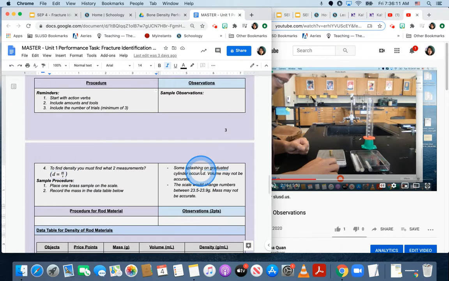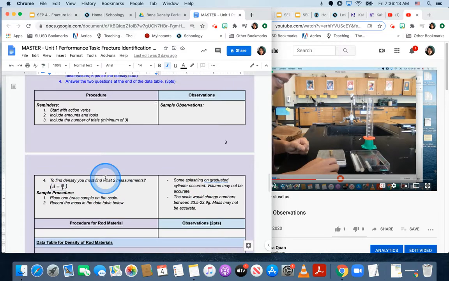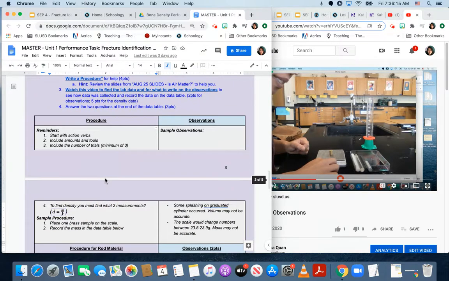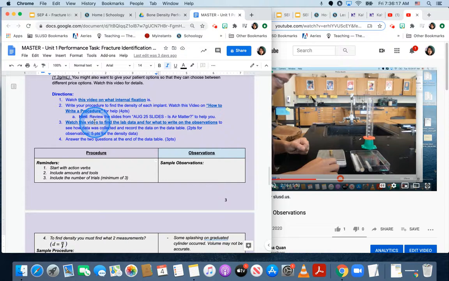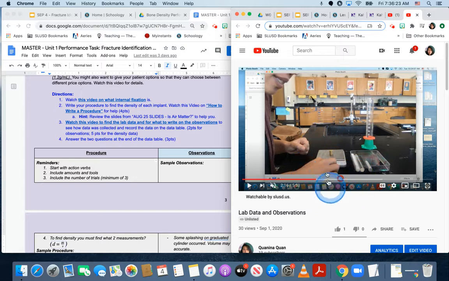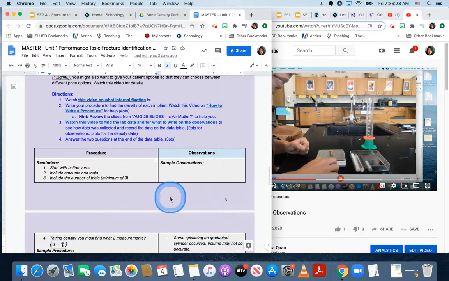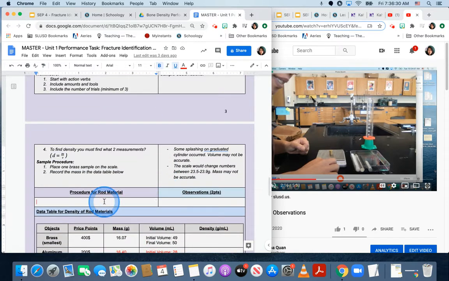So something that will help you out if you're struggling with figuring out how to write the procedure is watching the video play-by-play in step 3. Because about 2 minutes into this video, I start doing the actual procedure, right? So if you're struggling, I would highly recommend you just write down the steps that I do. So I'm going to start off the procedure for you in red here.